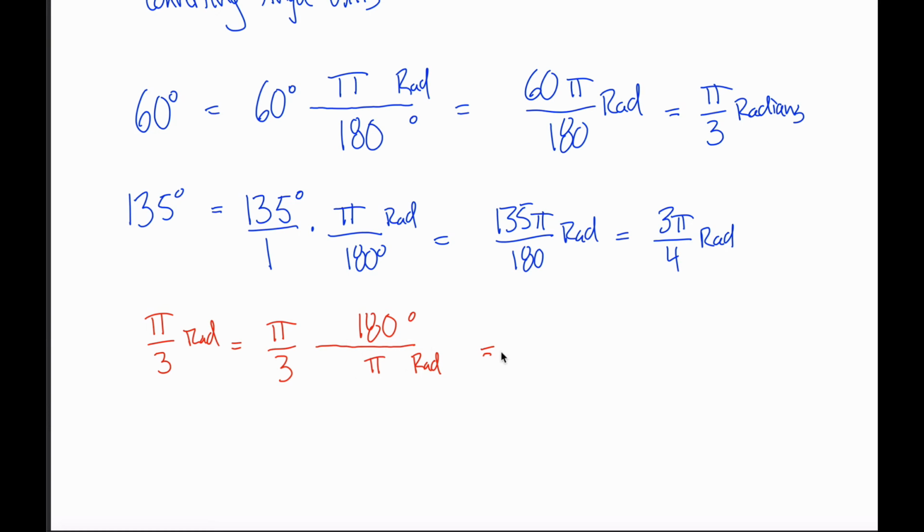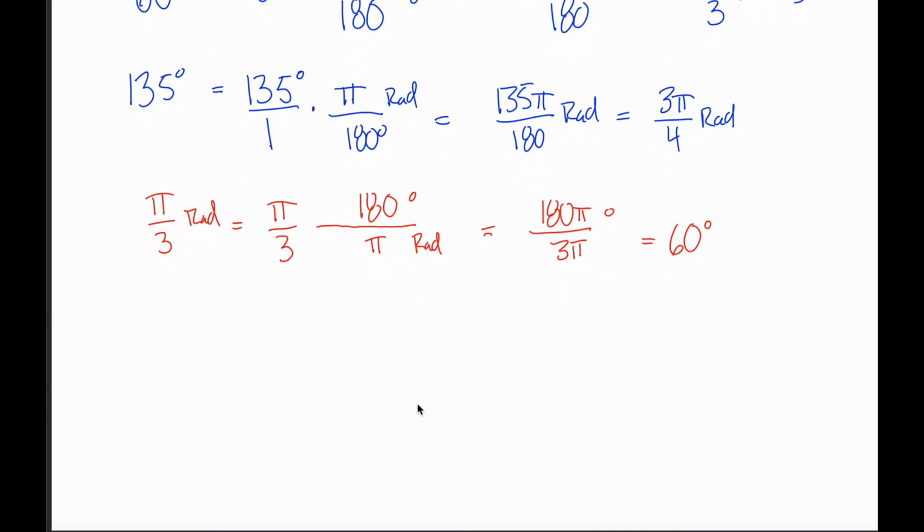I'd end up with, if I multiplied straight across, 180 pi divided by 3 pi, and what would happen to my units? Let's see, the radians that this is written in, and this radians would cancel out, so I'd be left with just degrees. I'd have 180 pi over 3 pi degrees, but I can reduce this fraction. The pi's cancel out, and 180 divided by 3 is just 60, so what I'm left with is 60 degrees.